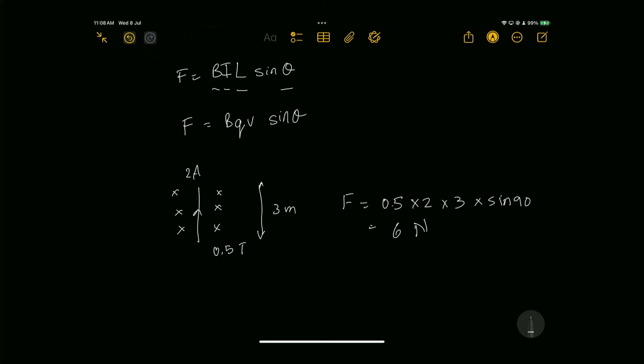Now let's say we had a charged particle, an electron, moving in a magnetic field. It has a velocity of 1.2 by 10 to the 7 meters per second, right? This is an electron with charge 1.6 by 10 to the negative 19 coulombs. It moves in the same magnetic field of 0.5 Tesla. What direction would this electron curve in?